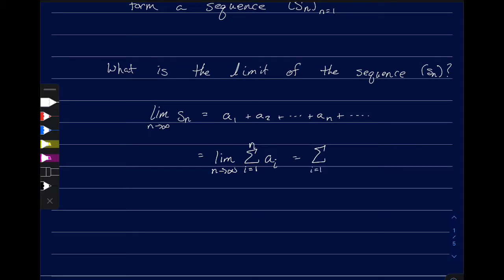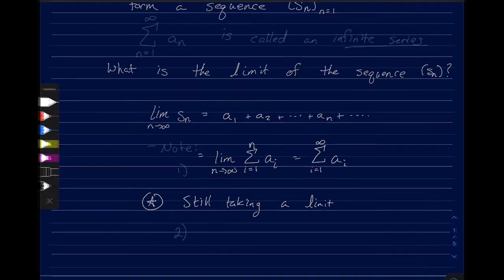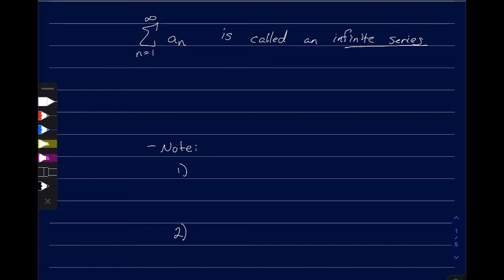And we can shorten our notation. Instead of writing the limit as n approaches infinity, we can just write the sum from 1 to infinity of a sub i. The important thing to note here, though, is that we are still taking a limit. So we're still taking a limit, even though our notation doesn't explicitly say so anymore. So the limit of our partial sums, or the sum from 1 to infinity of a sub n, is called an infinite series.